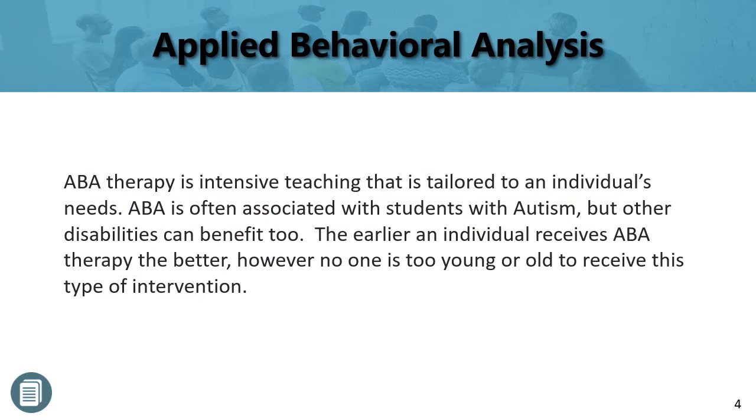Applied behavioral analysis, often referred to as ABA, is intensive programming that is tailored to a student's needs. The student's skill level as well as the level of their disability determines the amount of service they receive. ABA is often associated with students with autism. However, as we have discussed, other disabilities can benefit from ABA services. The earlier an individual receives ABA services, the better. However, no one is too young or too old to receive this type of intervention. Please complete the processing guide for this slide.